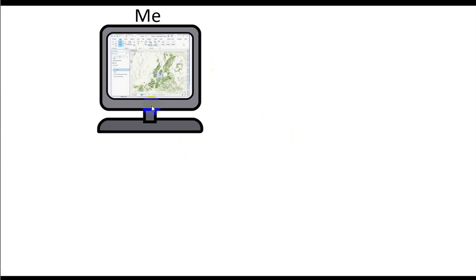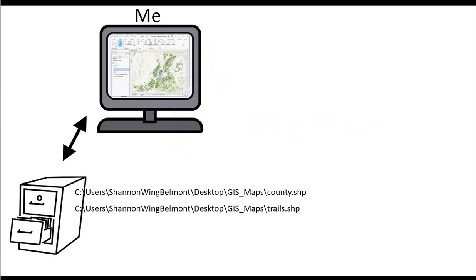So here's me. I'm sitting at my computer. I'm working on an ArcGIS Pro document. I have layers in my map that I'm working with, one called County and one called Trails. They're stored on my computer on the C drive in a file called Users, Shannowing Belmont, on my desktop in a folder that I created called GIS Maps, and then the two names of my shapefiles.